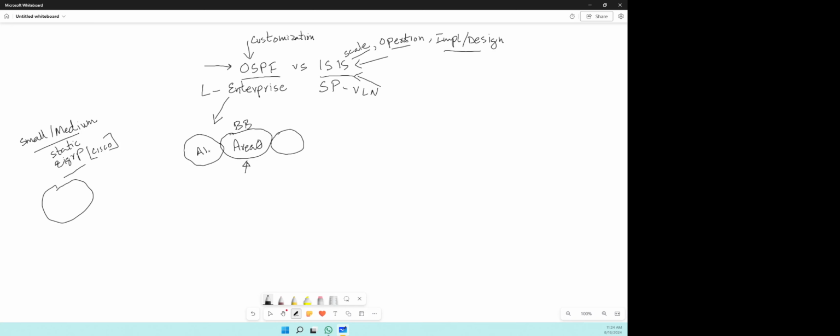So this is going to be, let's say, area 1, and this is going to be area 2. Now in this scenario, these ABRs, area border routers, that share two or more areas or the backbone area, are the only ones that can summarize the prefixes, right? So that's one thing. You can only summarize on ABRs.